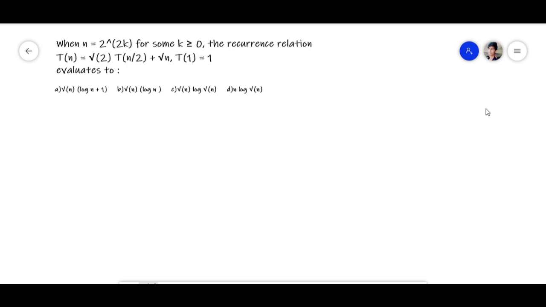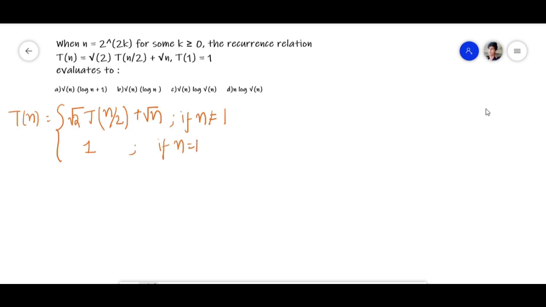So let me write the recurrence equation for you. T of n equals root 2 times T of n by 2 plus root n if n is not equal to 1, and 1 if n equals 1. So this is the recurrence equation, and he has also given the condition that n equals 2 power 2k. So using this, we have to find the value of that recurrence relation.